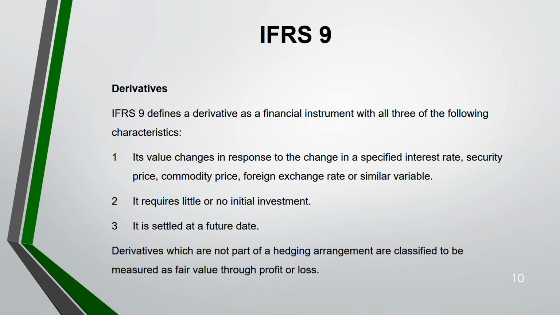Derivatives which are not part of a hedging arrangement will be classified as measured at fair value through profit and loss. If you are using derivatives for hedging, rules are different. But if you are not using them for hedging, it is fair value through profit and loss. For derivatives, you do not have to worry about fair value through OCI or amortized cost. It is everything fair value through profit and loss only. Okay. Now, coming to hedge accounting.